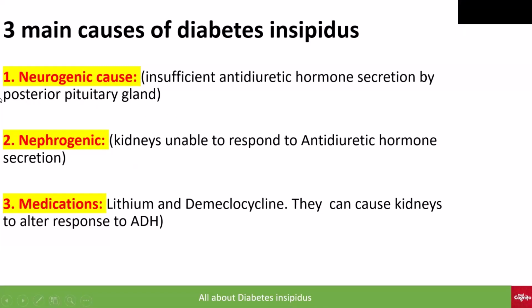Number 2, it can be nephrogenic. Nephro means kidney. So the kidneys are unable to respond to the ADH being produced. So for nephrogenic diabetes insipidus, ADH has been produced, but the kidney is not responding to the ADH that has been produced. So in that case, the kidney will not hold on to water, and the client will just be giving out too much urine.